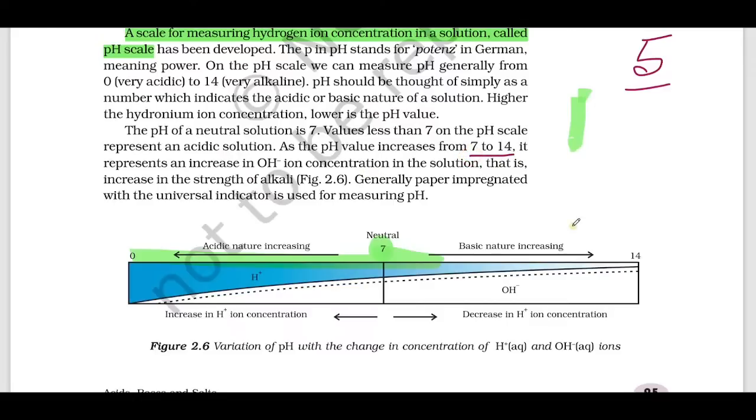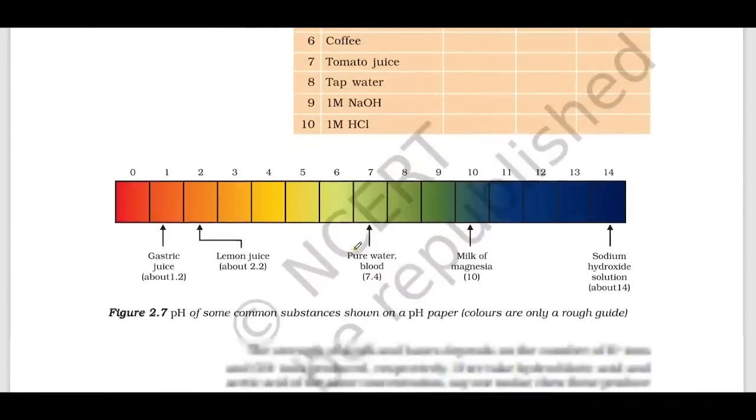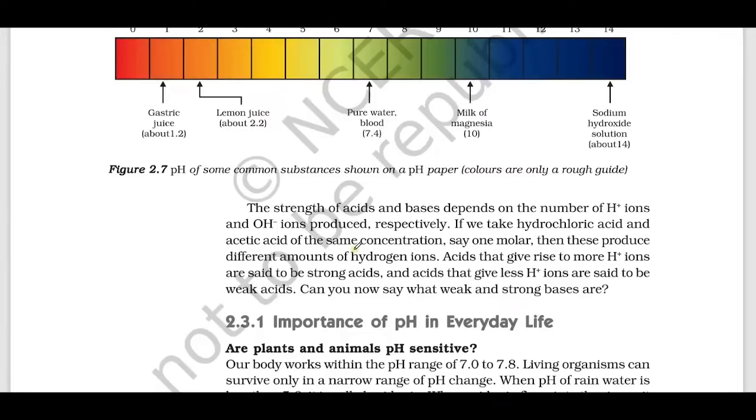7 to 14, OH minus ions increase. 0 to 7, H plus ions increase. The strength of acid or base depends on the number of H plus or OH minus ions produced.